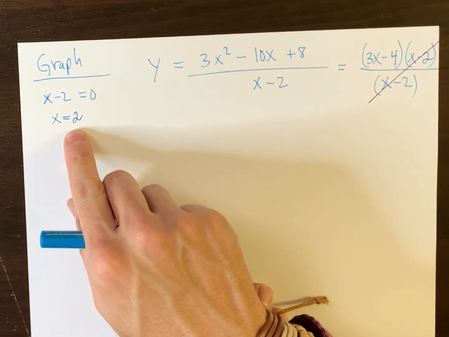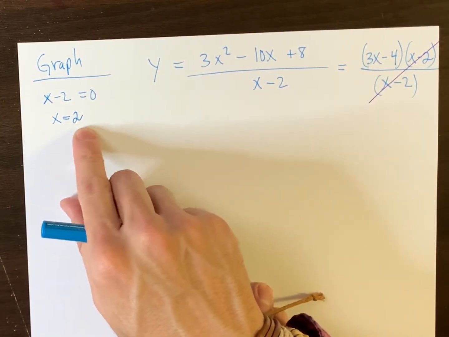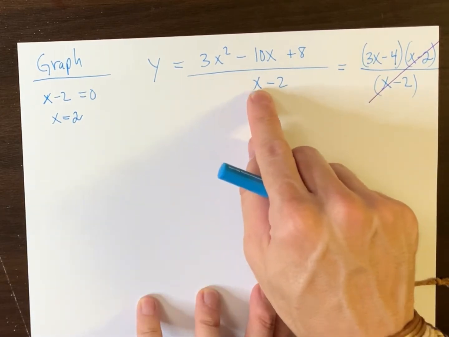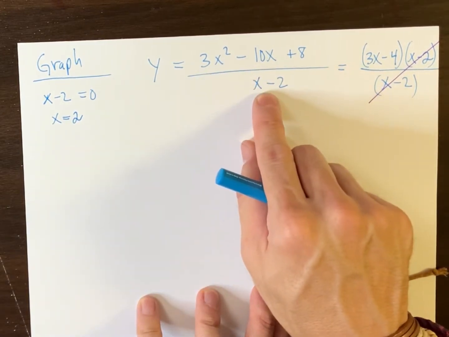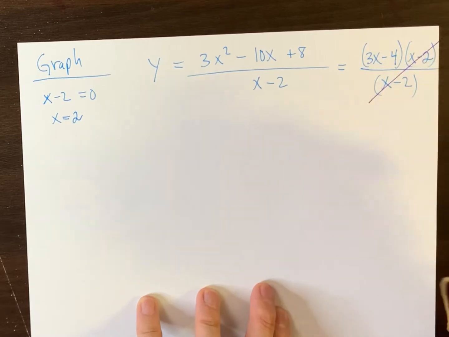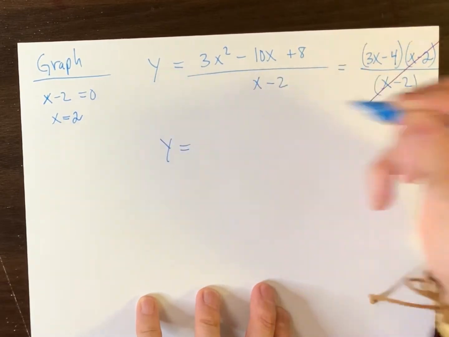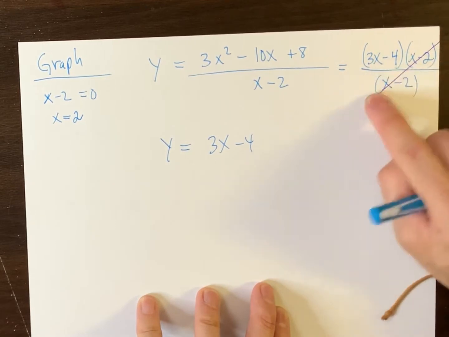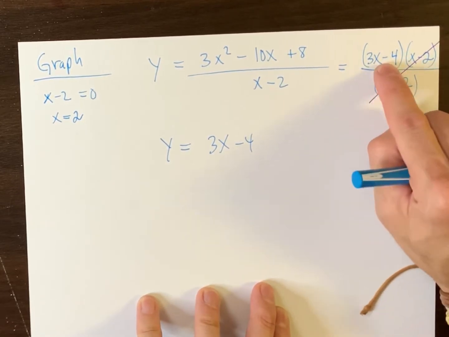You see that number? That is an excluded value. X cannot be 2, because if you plug 2 in there, you'd be dividing by 0. But the good thing is that we canceled it out, right? We knocked it out. So what does y equal? Y basically equals this, because these pieces are gone. That's what I'm left with.